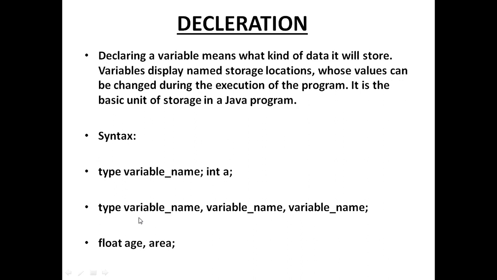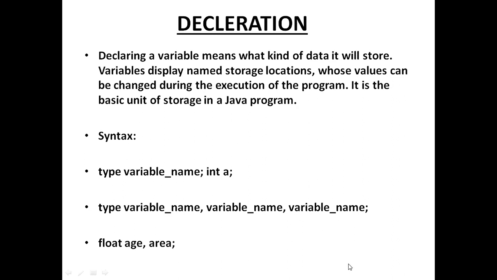Next, this is another example: type, then variable names. These are three variable names, but the type is only one. It can be int, float, byte, and so on, whichever primitive data type you use. For example, float age, area are declared in these programs.